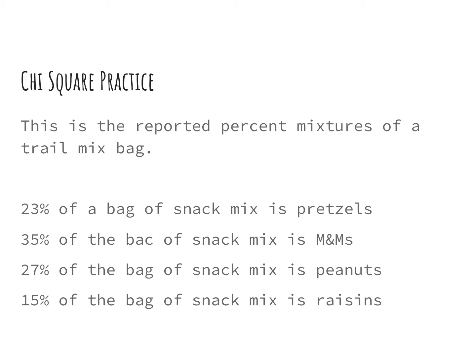So 23% of the bag of snack mix is pretzels, 35% is M&Ms, 27% is peanuts, and 15% is raisins. Use this information to answer the question on the Edpuzzle.